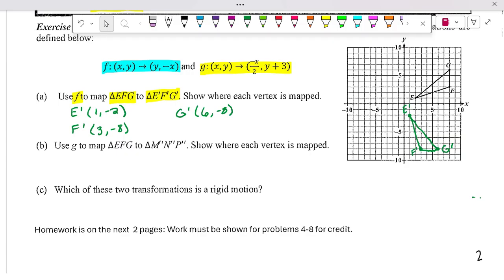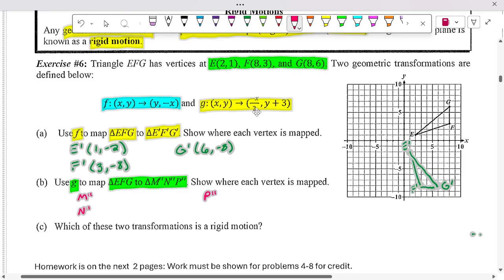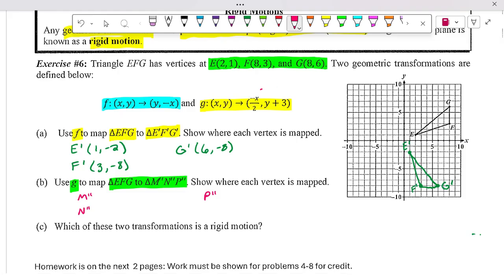All right. Now, they then want us to take the same points that we started with, so E, F, and G, and plug it into G, so that's the yellow function, to make M double prime, N double prime, and P double prime. Now, look up at the top. What's going on with X? X is negative and it gets divided by 2. And then what happens to the Y? Add 3. So let's just do it together.